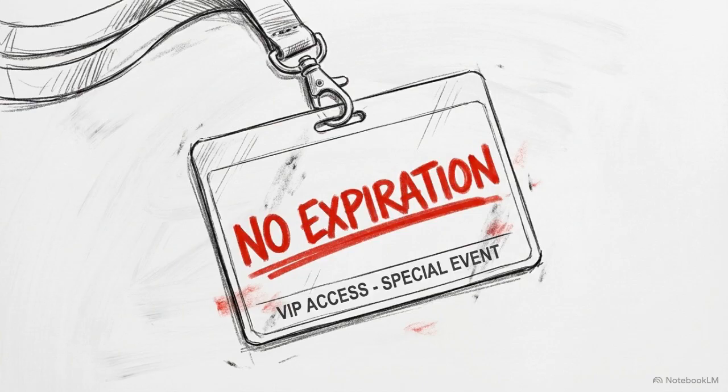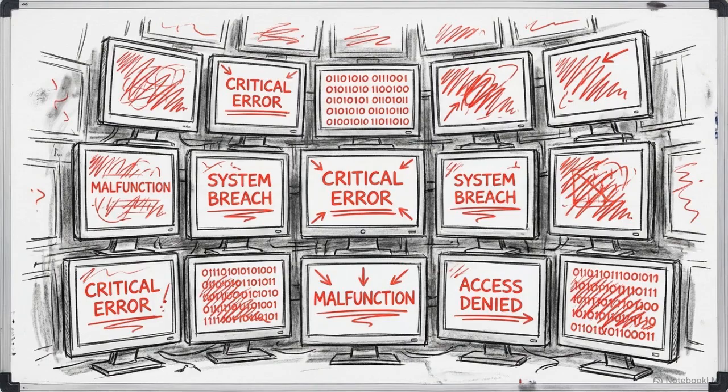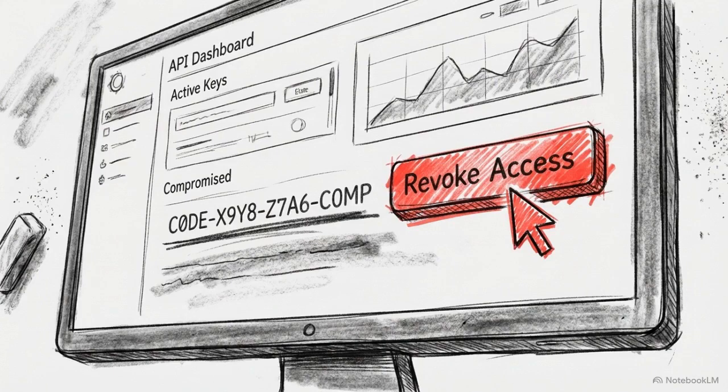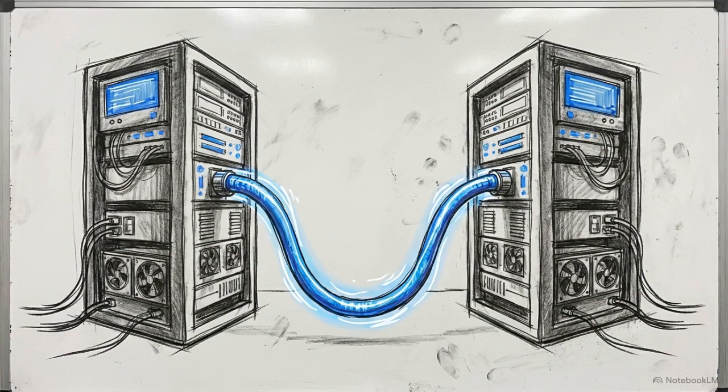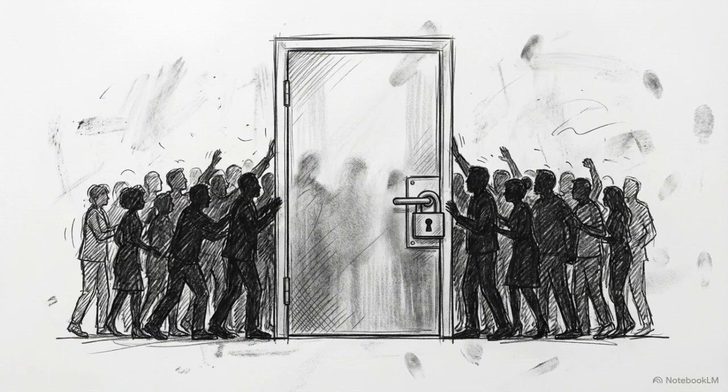Because there is no automated expiration, you must manually identify the breach, revoke the compromised key, and issue a new one across all your systems. API keys prioritize implementation speed. They are reliable within trusted server-to-server environments, but they lack the fine-grained control needed for public-facing user applications.